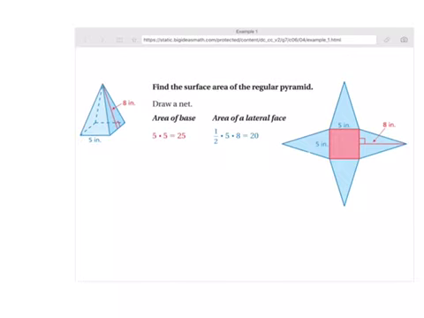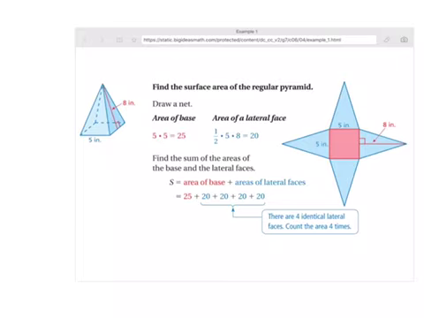So then to find the surface area, you're going to add those together. Add the base and the lateral faces. So 25 plus how many lateral faces do you have? There are 4 triangles there. So you're going to have 20 plus 20 plus 20 plus 20. You can either write it out like this, or you could have said 25 plus 4 times 20, and you would still get the same answer. Okay, so you add all of that together, you're going to get 105. So the surface area of this regular pyramid is 105 square inches.